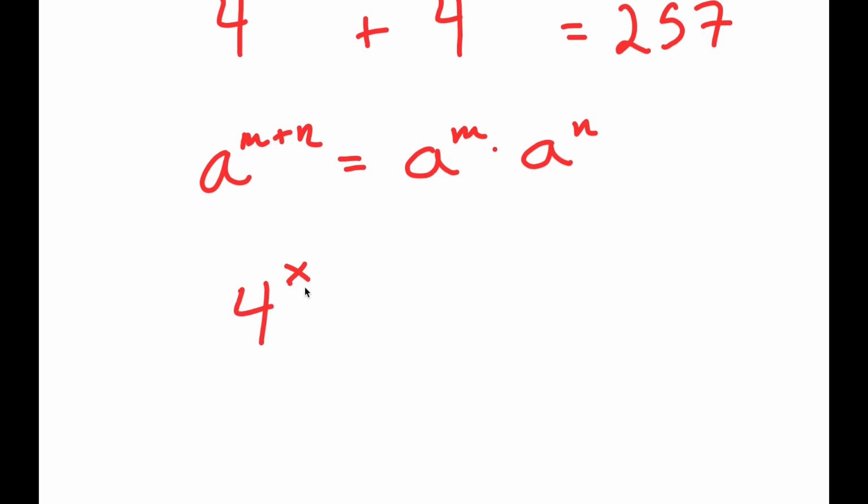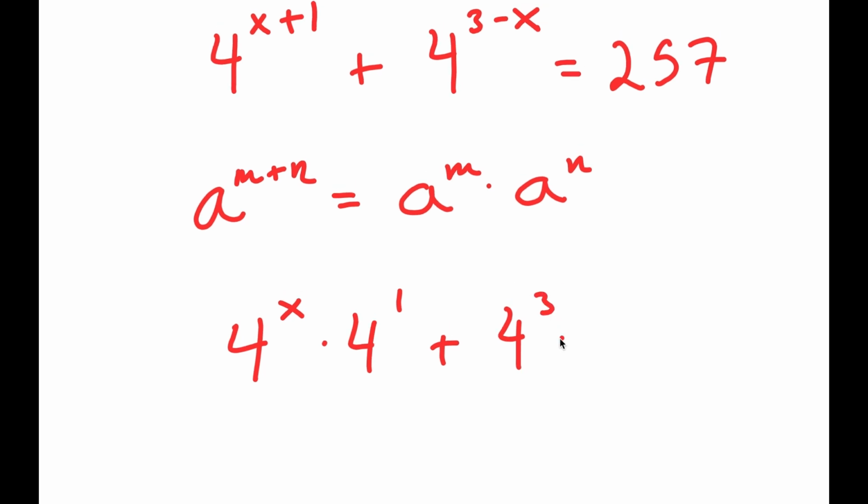So I get 4 to the power of x times 4 to the power of 1 plus 4 to the power of 3 times 4 to the power of negative x is equal to 257.